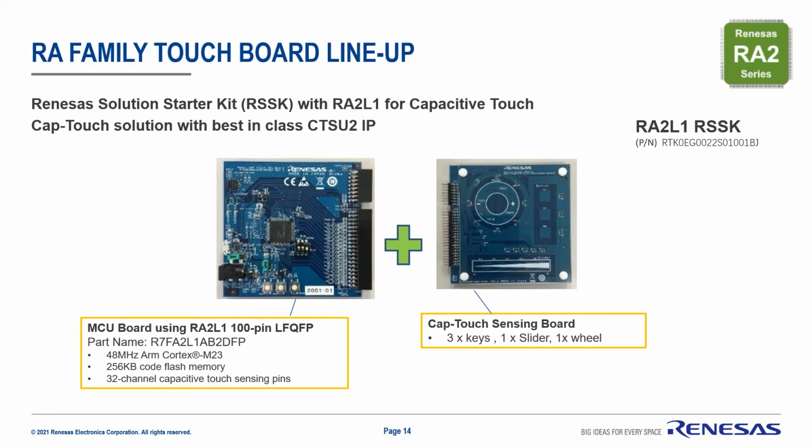How to evaluate our capacitive touch solution? Concerning the RA family, we have developed a board dedicated to touch. The name of this board is RSSK, Renesas Solution Starter Kit. This kit is based on two boards: the main board, the CPU board, that embeds the RA2L1 100-pin LQFP package, based on Cortex-M23 at 38 MHz.